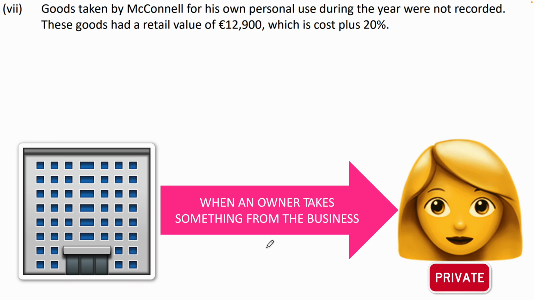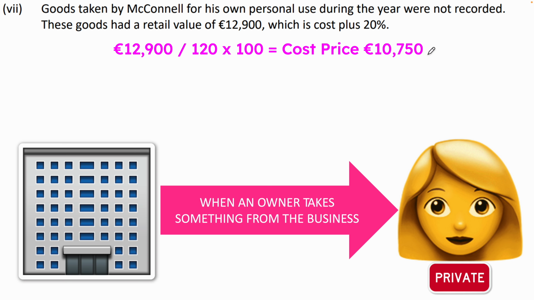So that is drawings. Now, the biggest mistake that people make here is not calculating it out. They're very good at calculating it out. So the cost price, we want to find out the cost price of this: 12,900 divided by 120 multiplied by 100 gives us a cost price of 10,750. So people generally get this correct. The biggest mistake is that students read this and say closing stock as well as purchases. Students always take drawings from closing stock, I have found.